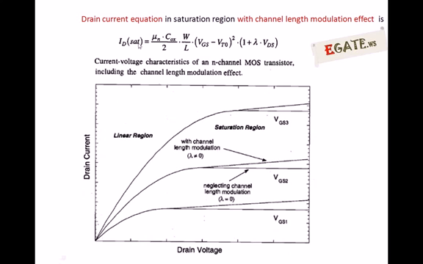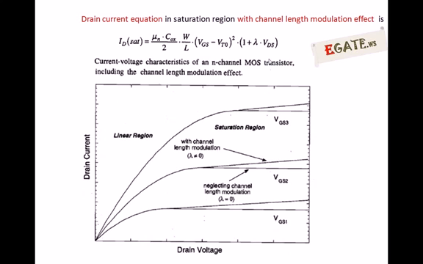If lambda is 0, ID is only a function of VGS. It is not a function of VDS. Since lambda is equal to 0, this term will disappear. So ID is constant, independent of the VD term, whenever channel length modulation effect is ignored. But as the channel length modulation effect is considered, the saturation current increases as VDS increases. So the first conclusion is that drain current is no more constant in saturation region when we consider channel length modulation effect.